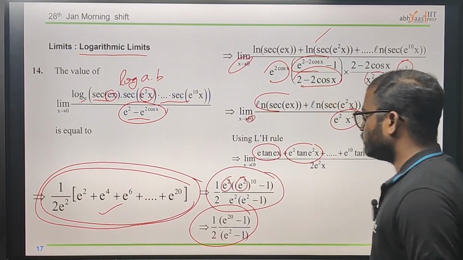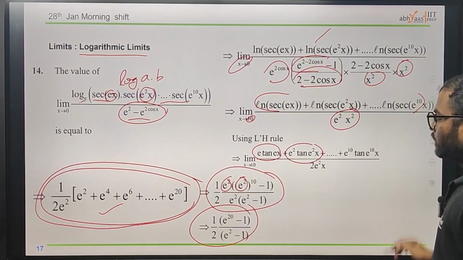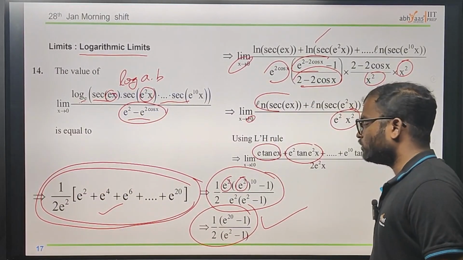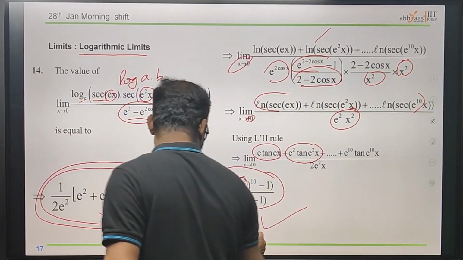Therefore the answer will be 1 by 2. There are no options shown here, but this is the correct option: 1 by 2 into e power 20 minus 1 divided by e power square minus 1.